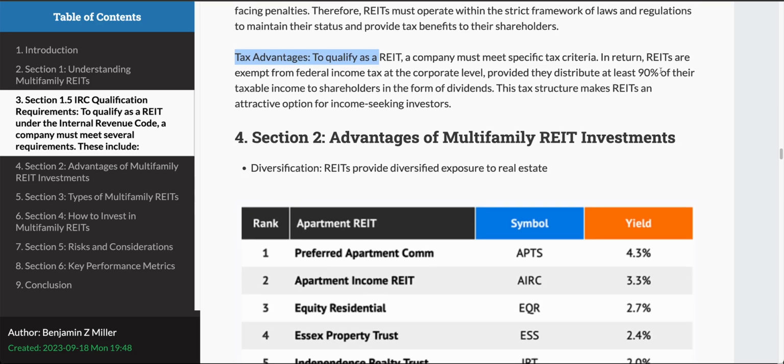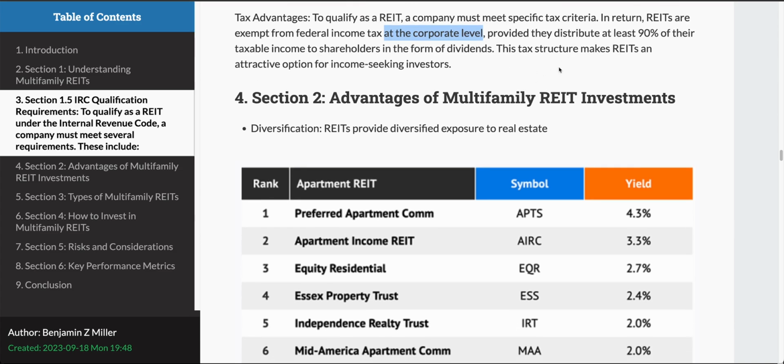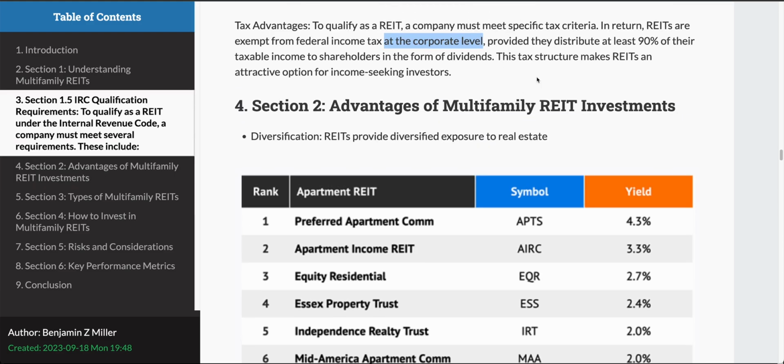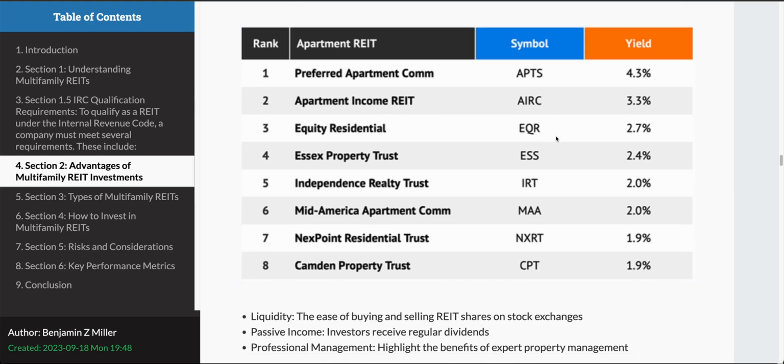So REITs are exempt from federal income tax at the corporate level. So underline that part, at the corporate level. That doesn't mean that if you're receiving distributions from REITs that you are not going to have to pay tax on your dividends. That is something that they definitely are going to be taxed. This tax structure makes REITs an attractive option for some income-seeking investors, but here's some examples of multifamily REIT investments.